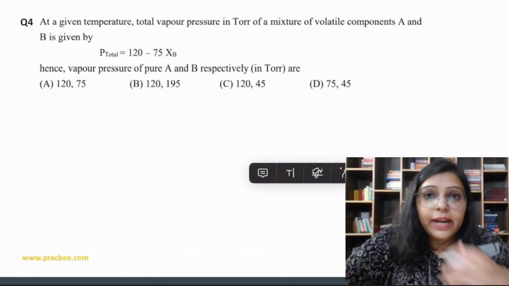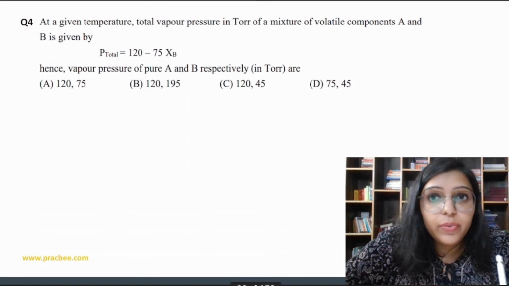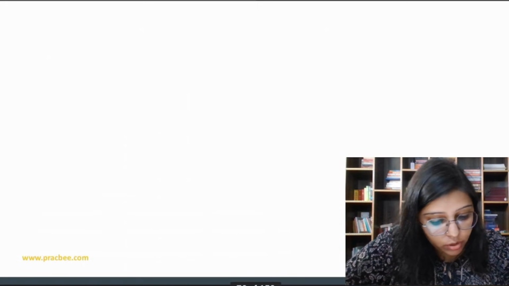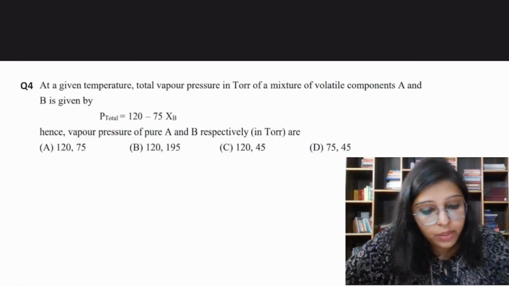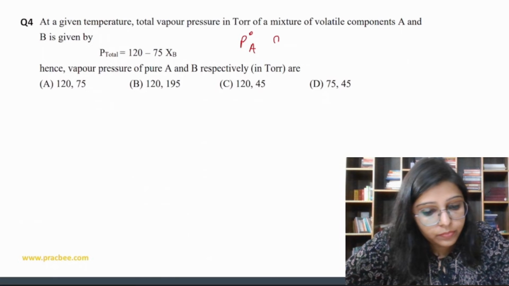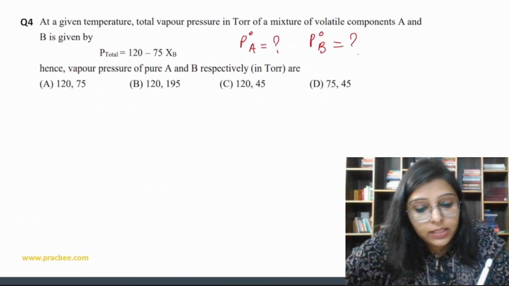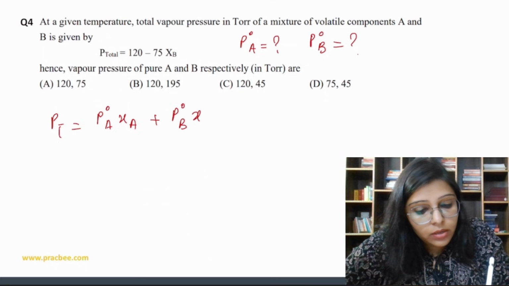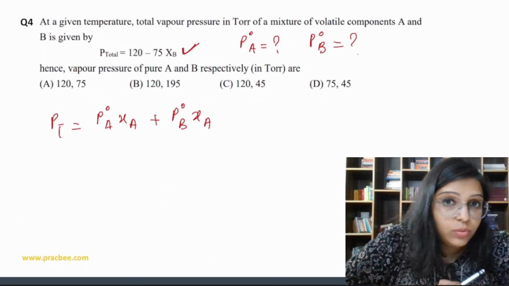The next question says, at a given temperature, the total pressure in torr of a volatile component A and B is given like this. And we have to find out P naught A and P naught B, right? So let's find it out. This equation is given and we know that P total is P naught A XA plus P naught B XB. Now, if you see this equation carefully, we do not have XA.